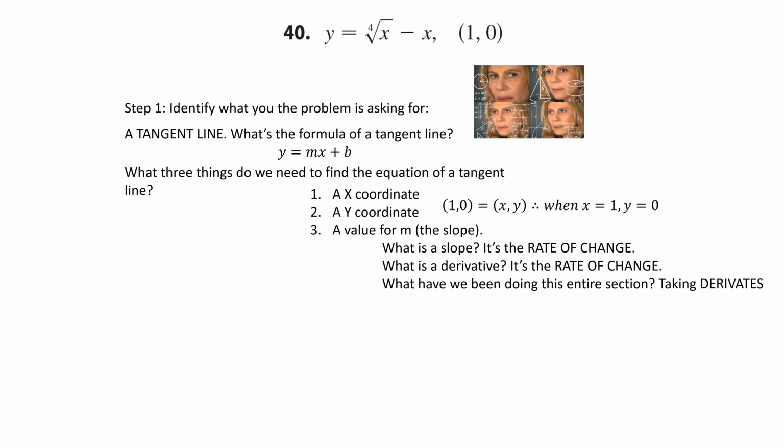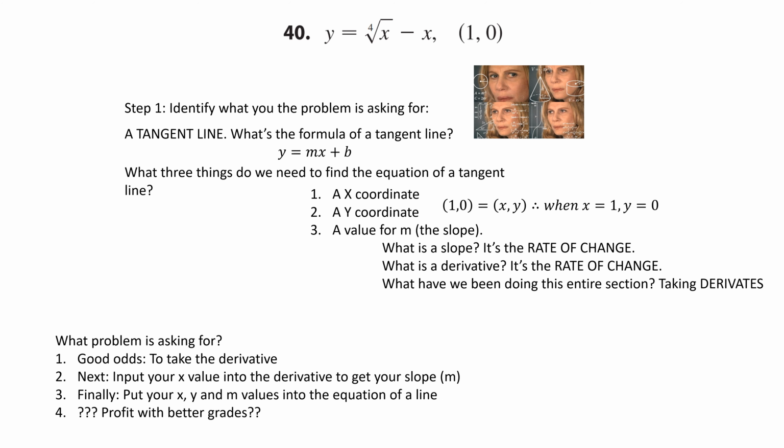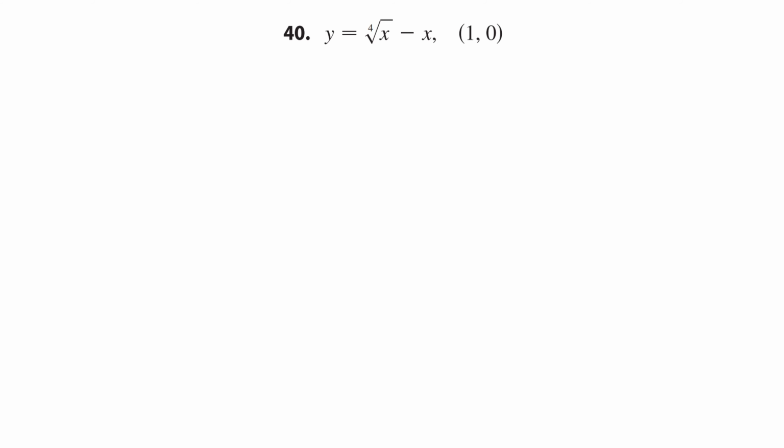As far as the slope goes, what is the slope? Well, it's the rate of change. And what is the derivative? It's also the rate of change. And what have we been doing this entire section? Taking derivatives. So it's a good bet you're supposed to take the derivative of this function. Then you're supposed to put your x value into the derivative to get your slope m. Then you're going to put your x, y, and m values in the equation of the tangent line and try to find your b. And yeah, hopefully if you do that, you profit with better grades.